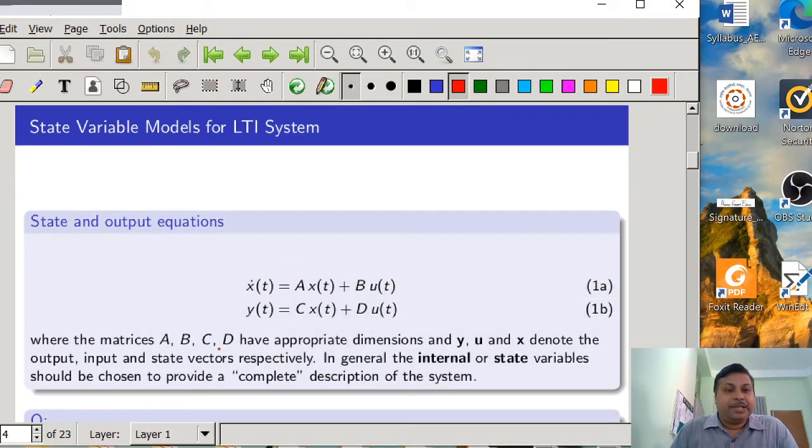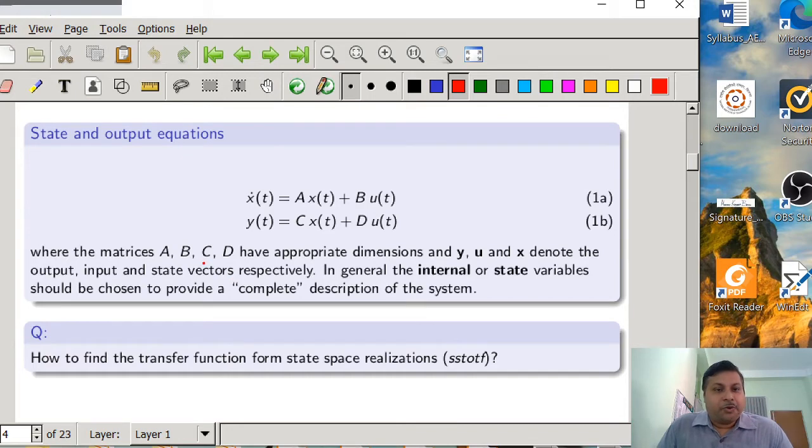Here A, B, C, D matrices have appropriate dimensions. y, u and x denote the output, input and state vectors respectively. In general, the internal or state variables should be chosen to provide a complete description of the system. So we have already understood that for a given linear time invariant system, how to find out the state equation and the output equation.